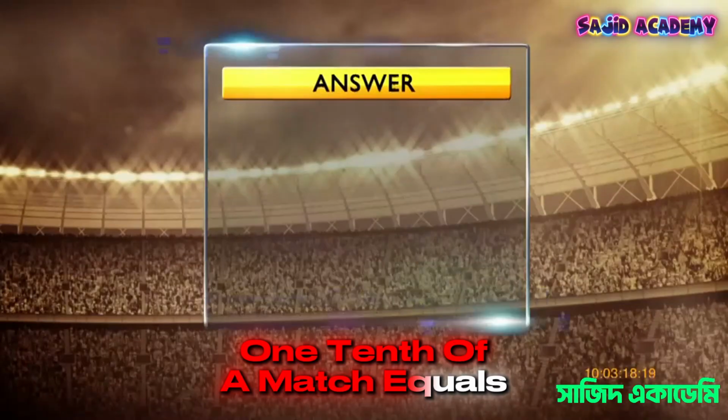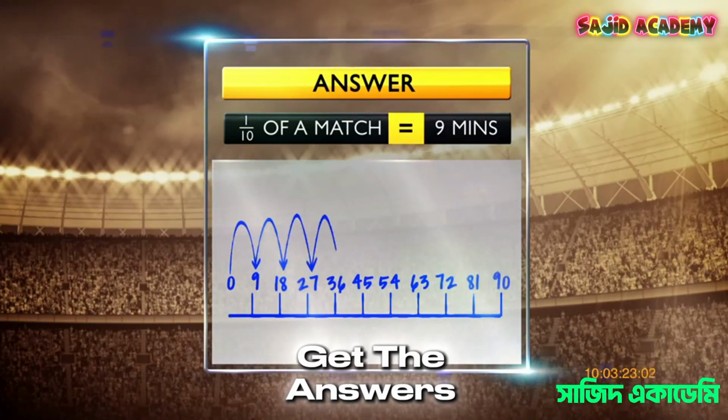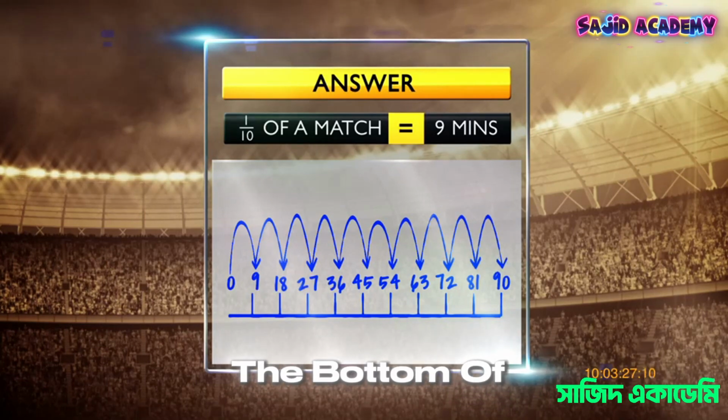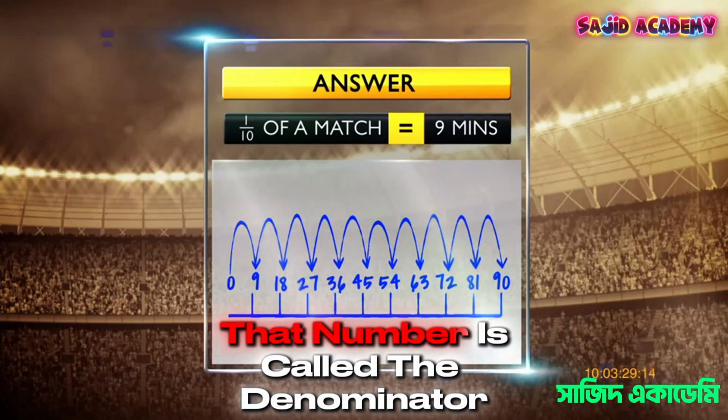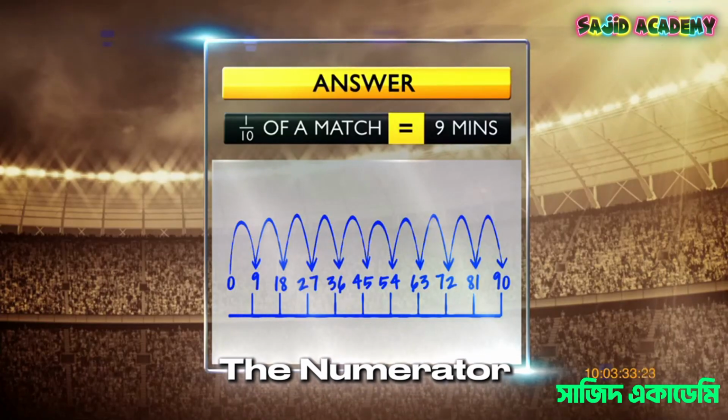One-tenth of a match equals 9 minutes. Result. Did you realise that to get the answers, you just had to divide 90 minutes by the number on the bottom of your fraction? That number is called the denominator, while the number on the top is called the numerator.